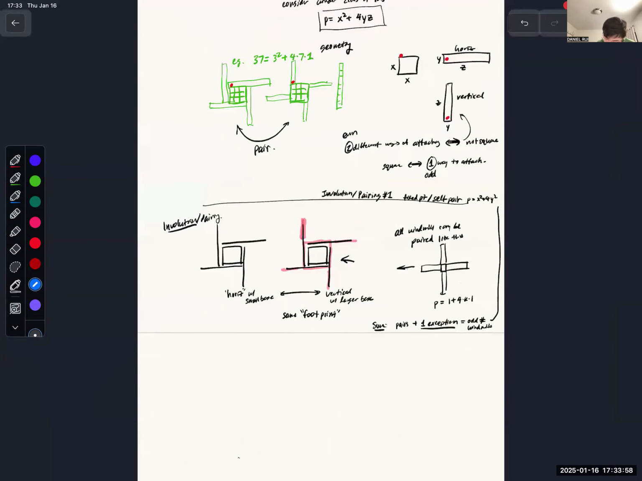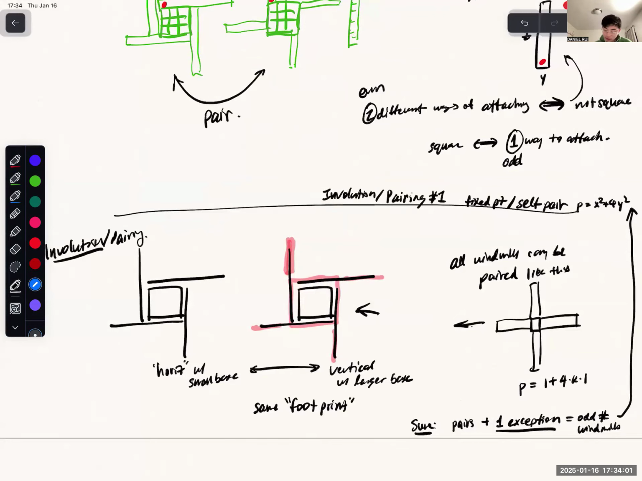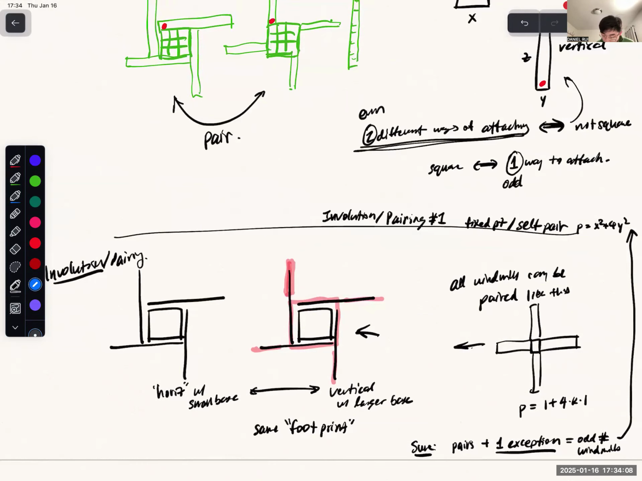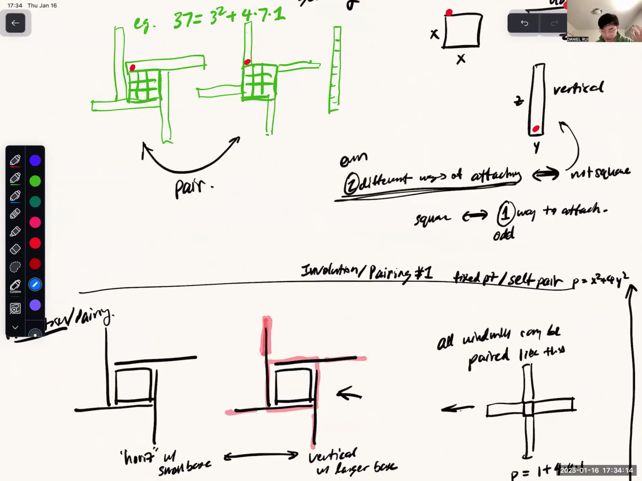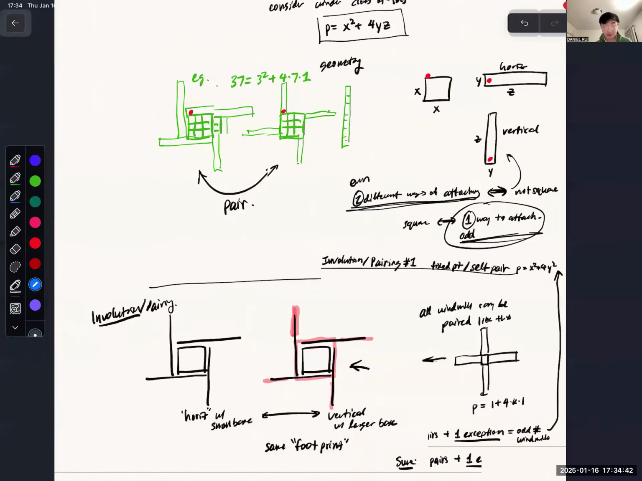And so going back up here, I have an even number coming from cases where y does not equal z, and an odd number coming from cases where y does equal z. And so if the total number of windmills is odd, then in fact, there must be at least one of these ways to attach. Okay. In other words, there must be at least one case where y does equal z. And so I have proven that there exist x and y, so that p is equal to x squared plus 4y squared. Questions about this proof?